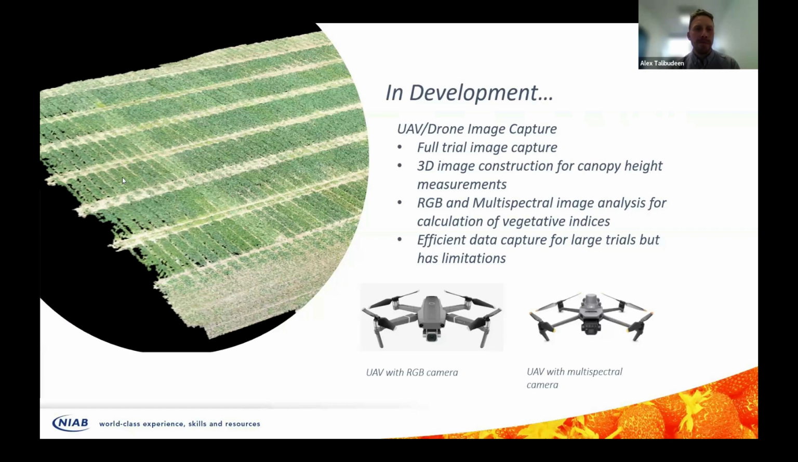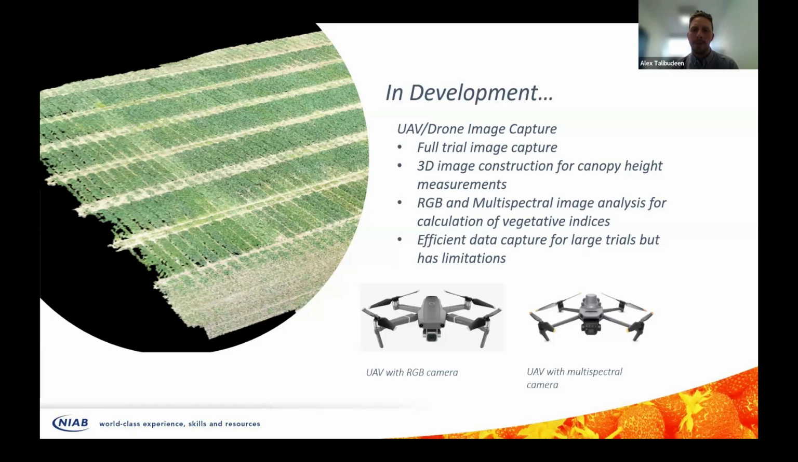So maybe a bit more advanced and somewhere where we're making a bit more progress is with using UAVs and drones to capture sort of full trial images. We've seen quite good correlation recently using drone images to sort of recreate 3D images of the trials and measure crop heights. And we've been investigating a lot into how those measurements correlate with our manual measurements, and for some species it's quite useful.